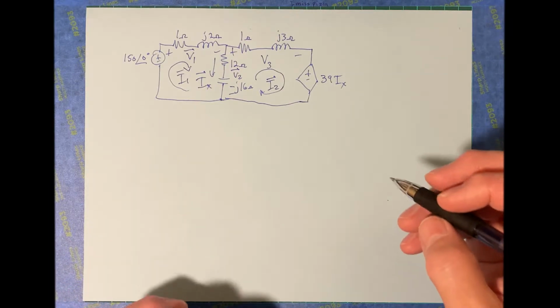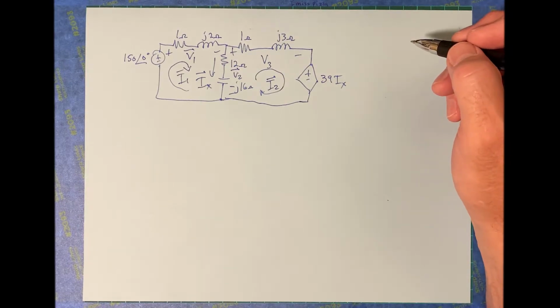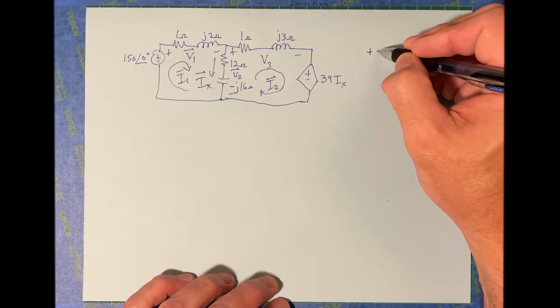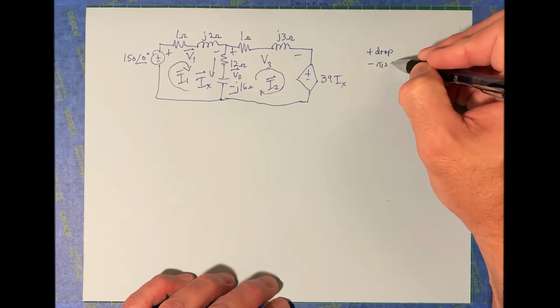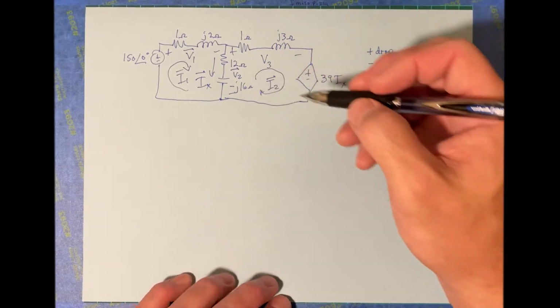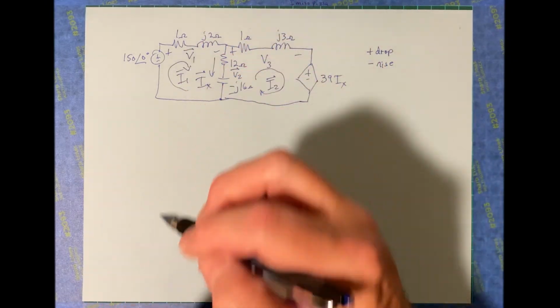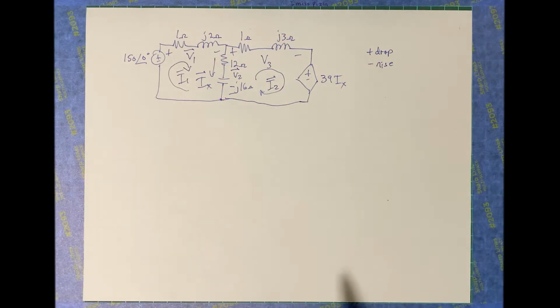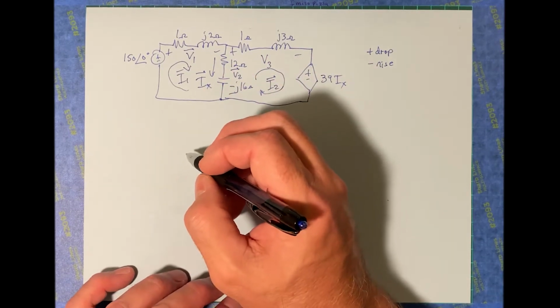Okay, and let's keep the convention that positives are drops and negatives are rises. So positive is a drop, this is what the textbook uses, and negatives are rises. It makes things easier when you're doing mesh current, because pretty much everything's going to be a drop except for the sources. Okay, well, let's look at the left mesh over here.